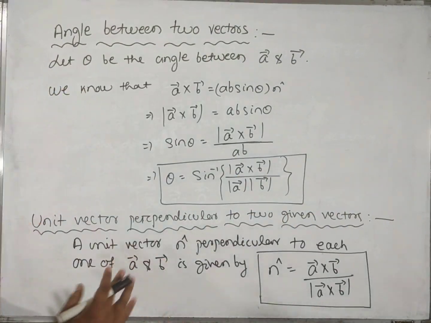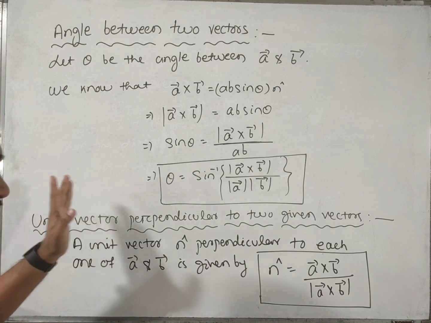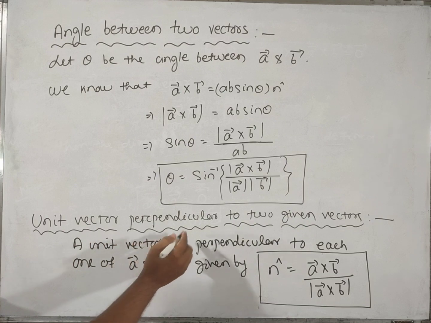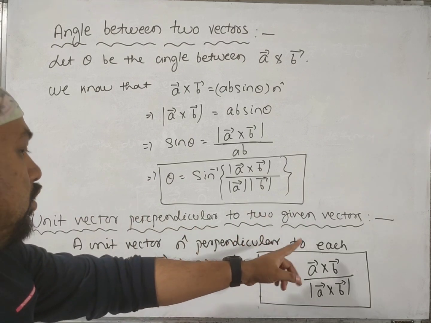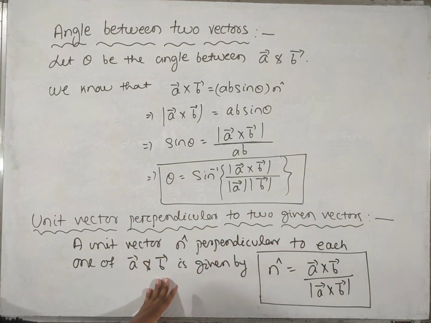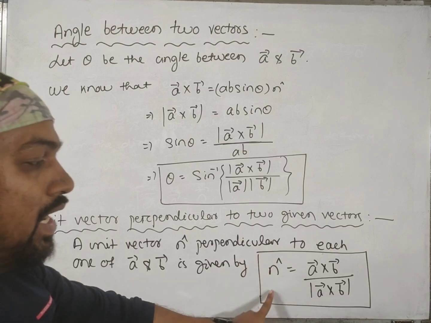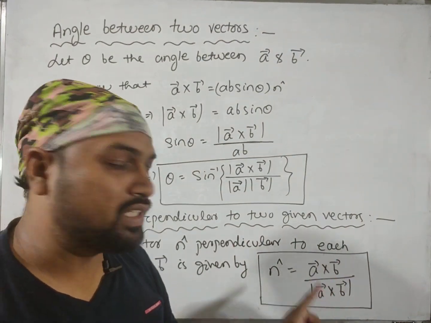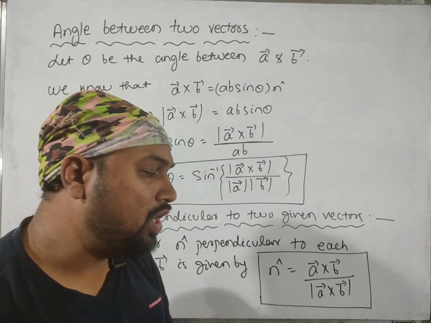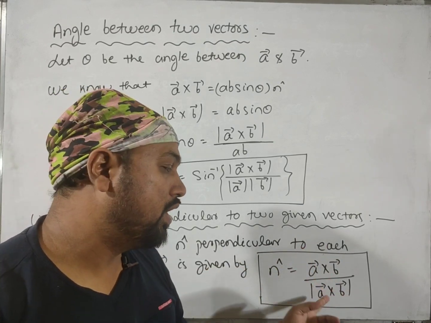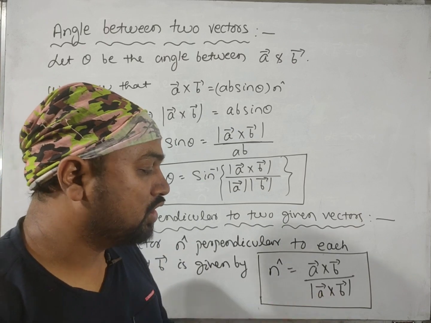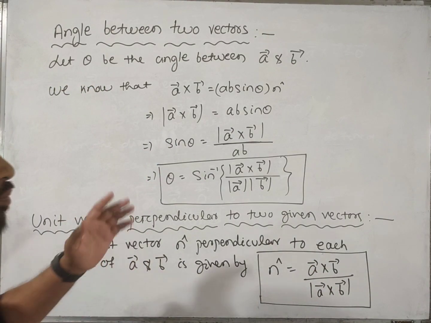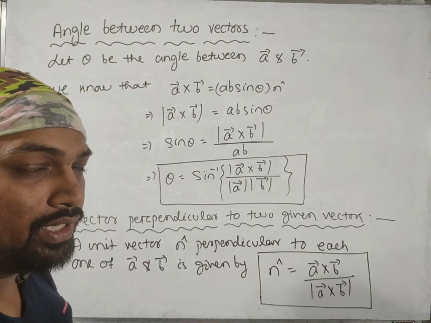This is the formula used to define the angle between any two given vectors. Now let us discuss the unit vector perpendicular to two given vectors. A unit vector n cap perpendicular to each of a vector and b vector is given by n cap equals the vector product of a vector and b vector, that means a vector cross b vector, whole divided by the magnitude of a vector cross b vector. So this formula is used to define the unit vector perpendicular to the two given vectors a vector and b vector.